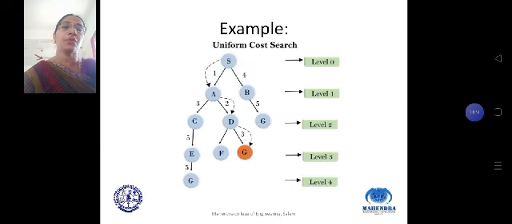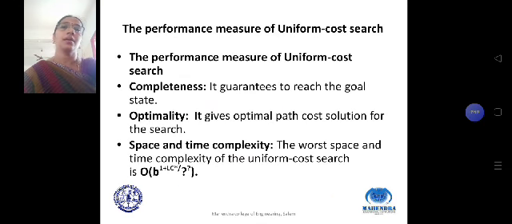So here is the example of uniform cost search. Here the lowest cumulative cost path will be visited from source to destination. The performance of uniform cost search: completeness is guaranteed to reach the goal. Optimality: it gives the optimal path cost solution for the search. Space and time complexity is worst case O of B to the power 1 plus C star divided by epsilon. So this is the uniform cost search.